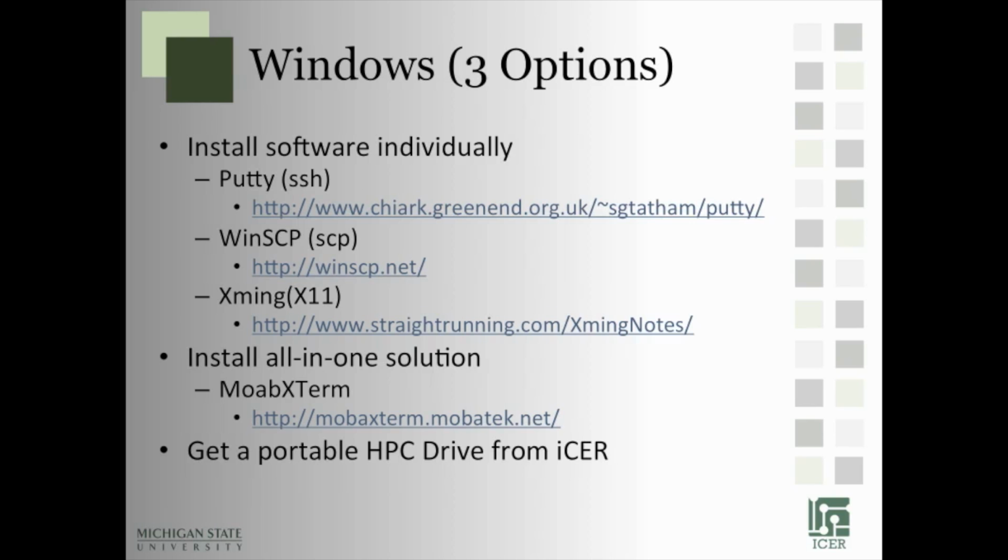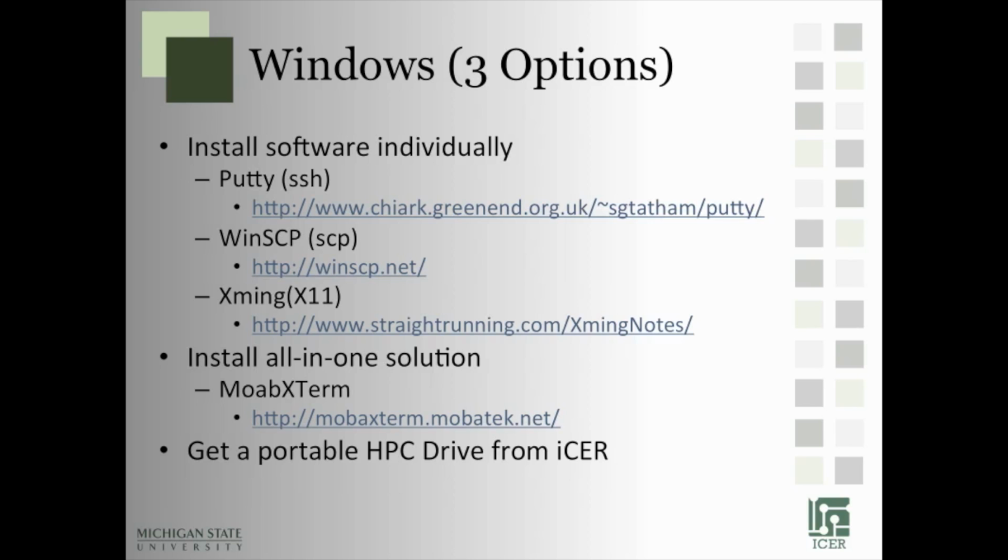On Linux, all the software is already provided, so that's pretty easy. On Windows, we offer 3 options for installing the software. The first option is to install each of the pieces of software individually. PuTTY is a good SSH client, WinSCP is a secure copy client, and Xming is an X11 server for Windows. There's also an option to install MobaXterm, which includes all 3 of the software bundled into one program.